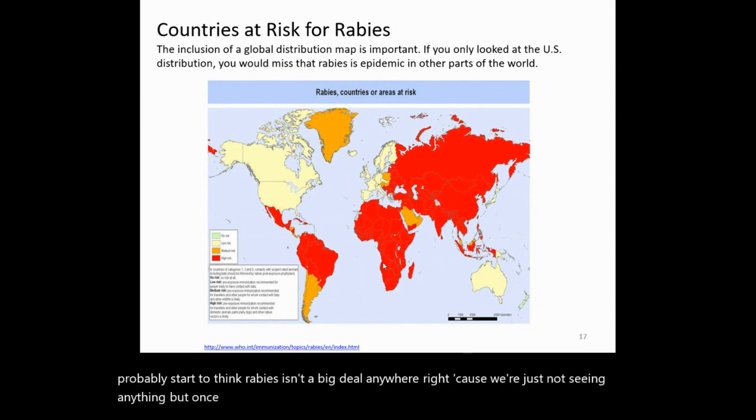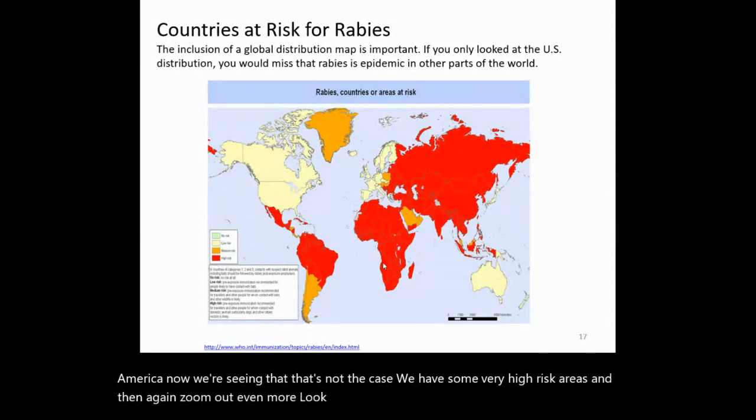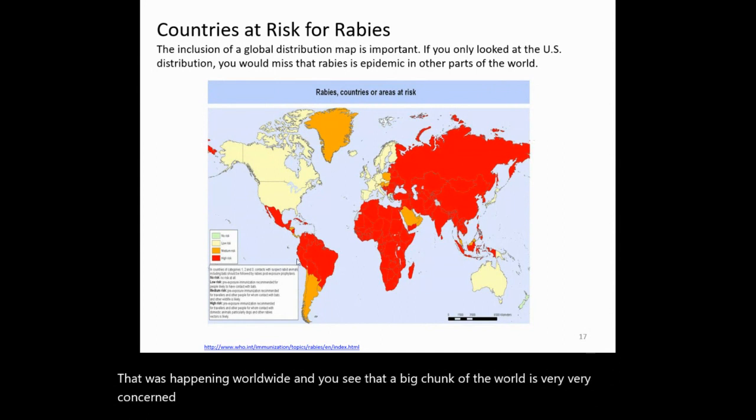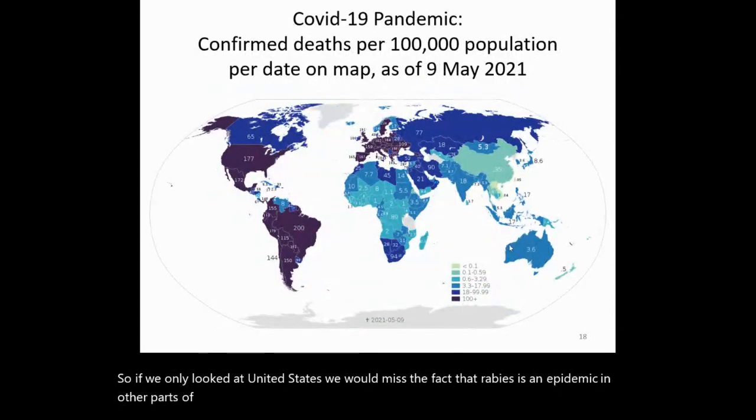But once you start to include Mexico, we're getting down into Central and South America. Now we're seeing that that's not the case. We have some very high risk areas. And then again, zoom out even more, look at what's happening worldwide, and you see that a big chunk of the world is very, very concerned about rabies because they have very high risk of infection, which can lead to death. Okay, so if we only looked at the United States, we would miss the fact that rabies is an epidemic in other parts of the world.